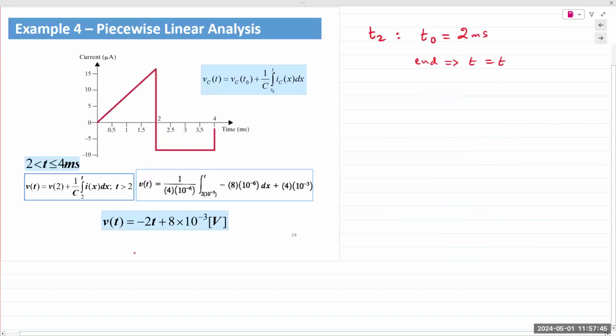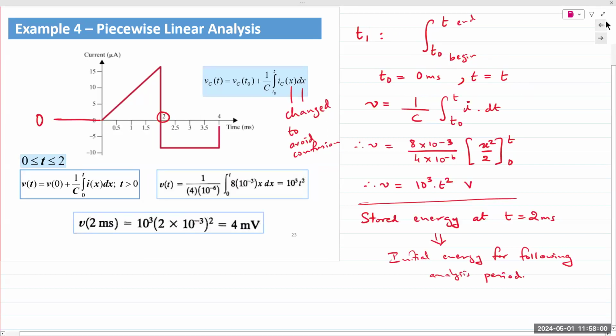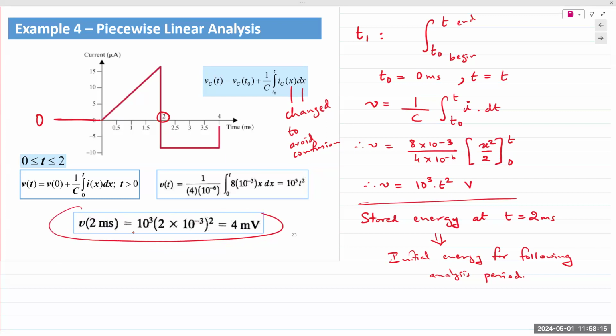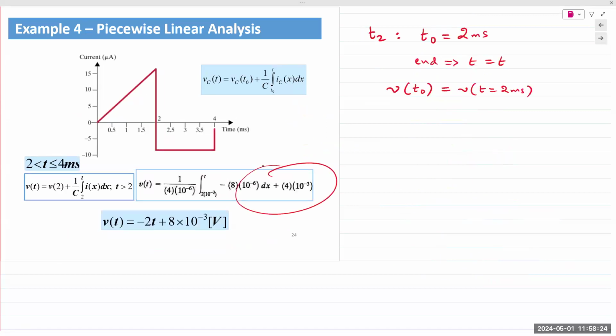So in the following analysis period, voltage at time t equal to 0, or T0, is the voltage at t equals 2 milliseconds, which we obtained from the previous page as 4 millivolts. You simply plug in the value of t equals 2 milliseconds into that expression we determined previously, and you find the value of the voltage as 4 millivolts. We have to add 4 millivolts to the next step. You can see that here: 4 millivolts added in the next equation.